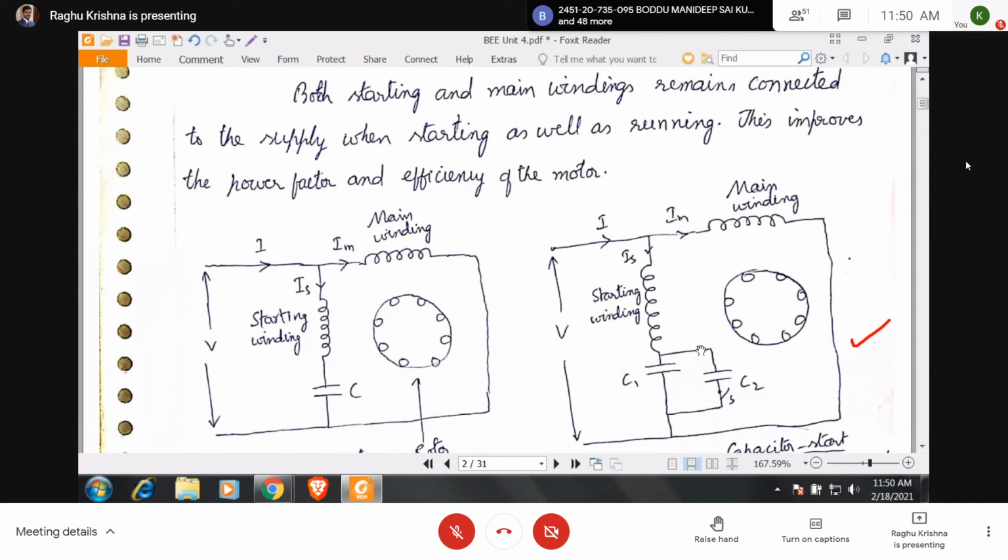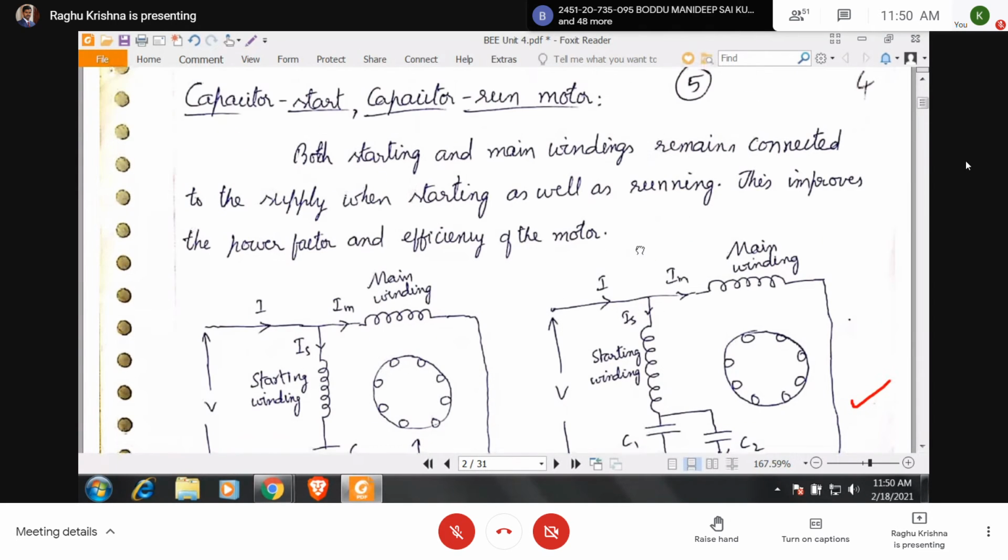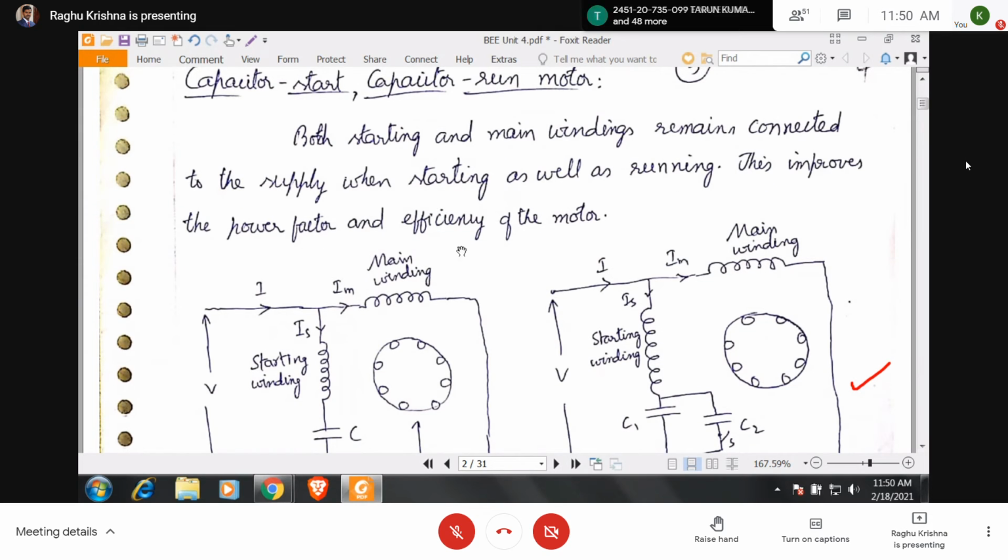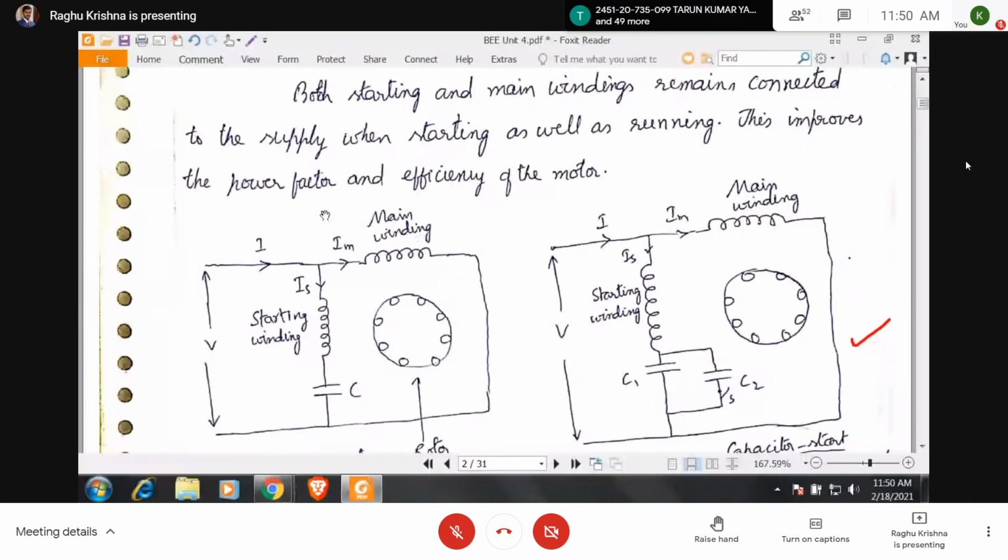In this case, you can see the main winding and the starting winding remain connected to the supply when starting as well as running. This improves the power factor and efficiency of the motor. Why the power factor improves: by the use of the capacitor we improve the power factor, and the efficiency of the motor can be increased.